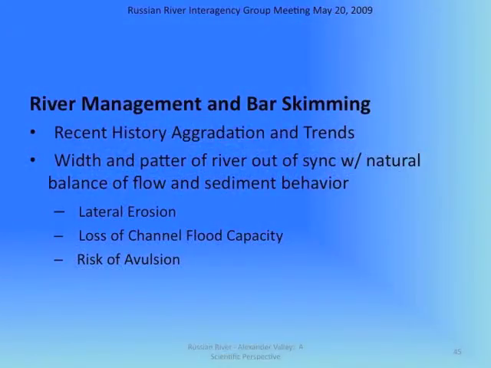So we've now seen the history of channel aggradation or sediment filling and the trends toward a more meandering, erosive stream and one that fills and avulses and takes over the whole valley floor. The width and pattern of the river is out of sync with the natural balance of flow and sediment, and thus the behavior is unstable. The problems of lateral erosion, loss of flood capacity, risk of avulsion are real, and what are some of the ways that we might be able to approach this? Well, actually, in-stream mining does provide some relief.